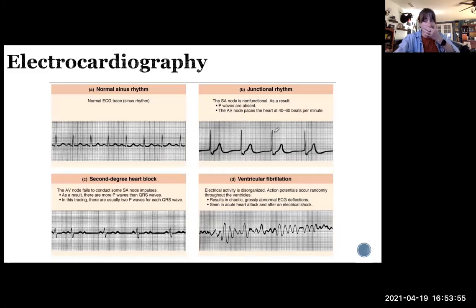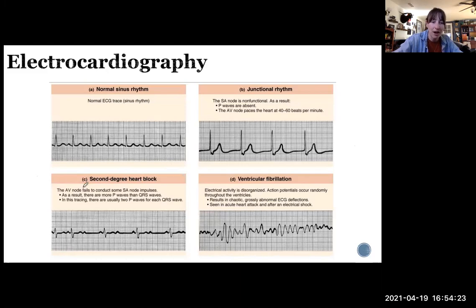So the AV node is in charge of pacing the heart by itself, which is not ideal because you need your atria to contract to get maximum blood out of the atria into the ventricles. Without the SA node, your atria don't contract, and therefore you probably have leftover blood hanging out in the atria by the time the ventricles are starting to contract, which just affects the efficiency, the efficacy of your heart muscle.